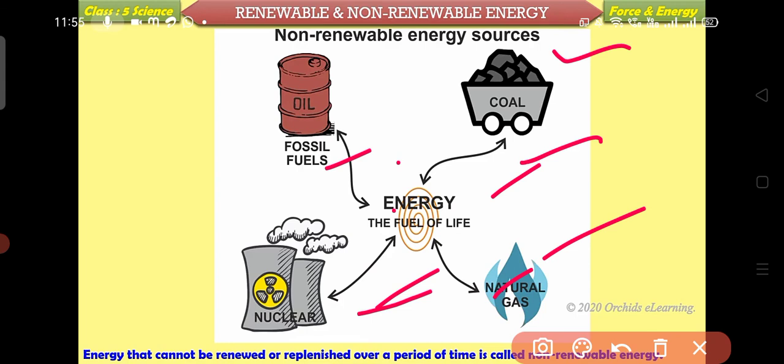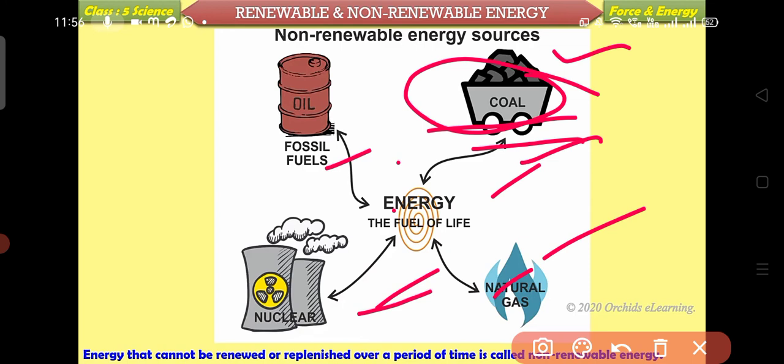They are limited, and their formation also takes millions and millions of years, as we studied in the first chapter. In the formation of coal, we saw that coal is formed when the remains of dead plants and animals rot away for longer periods of time. So it forms only when it takes longer durations.